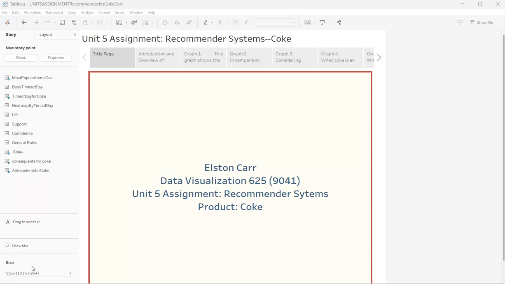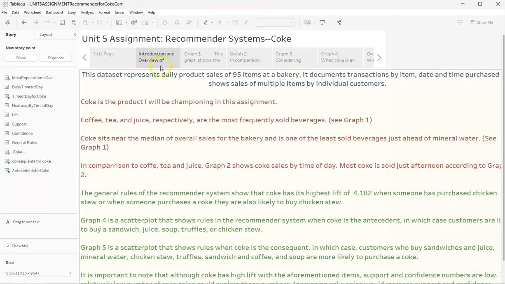For Data Visualizations 625, Section 9041, Unit 5 Assignment, Recommender Systems, and the product is Coke. This data set represents daily product sales of 95 items at a bakery. It documents transactions by item, date, and time purchased, and shows sales of multiple items by individuals and by individual customers. Coke is the product I will be championing in this assignment.